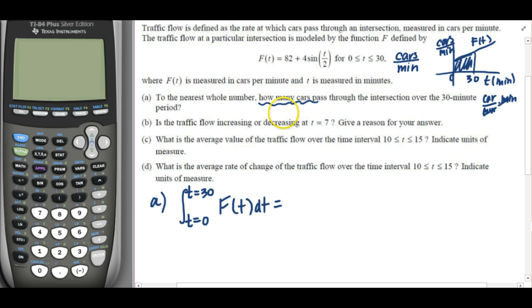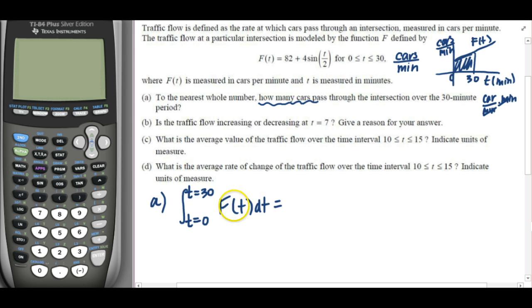Now, since the function has been given to us in the problem, 82 plus 4 sine of t over 2, there's no need to rewrite it. So we're talking about AP problems now, and we want to save ourselves some time. What we do have to write down is the setup of the integral. So this right here is absolutely required: the integral from 0 to 30 of big F of t dt.